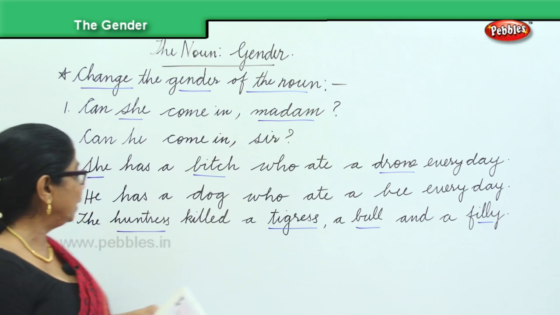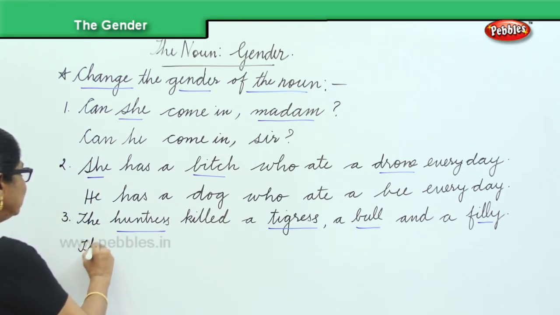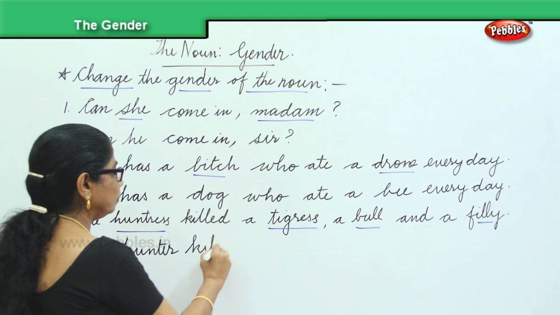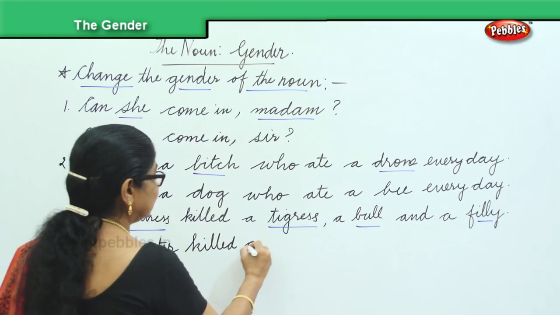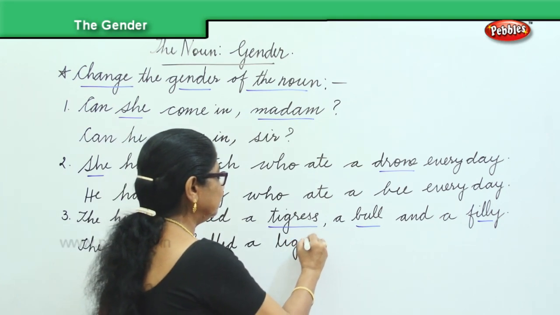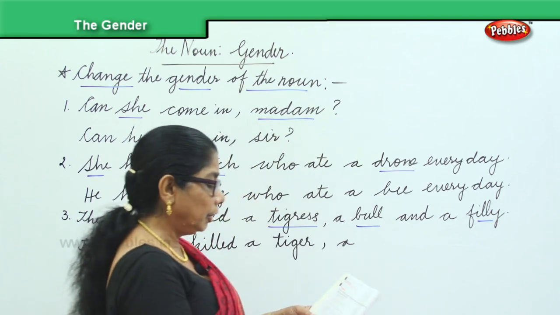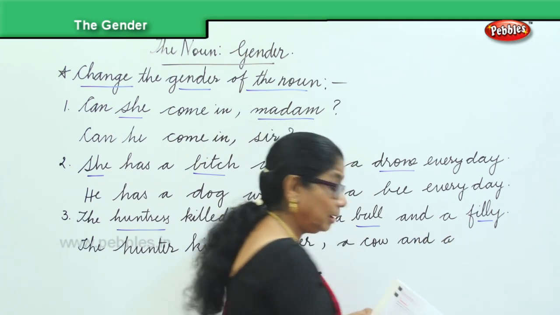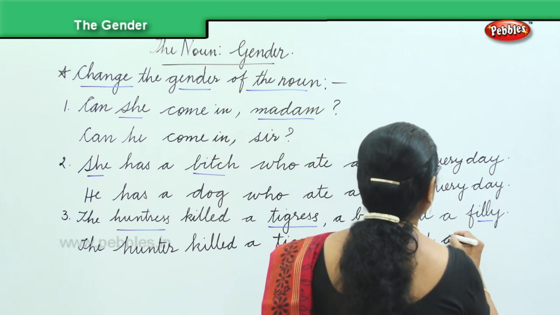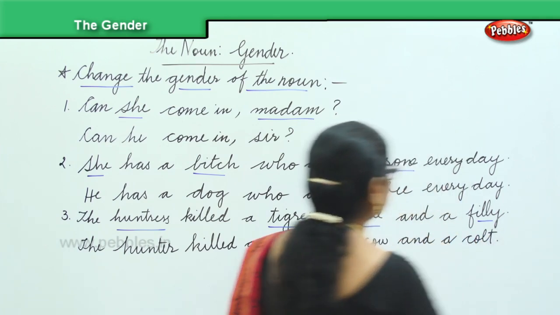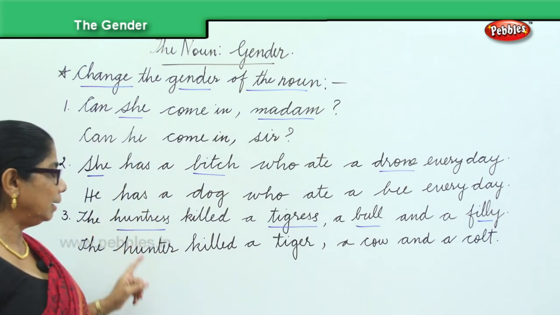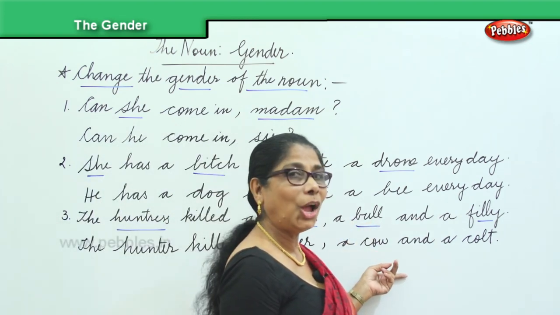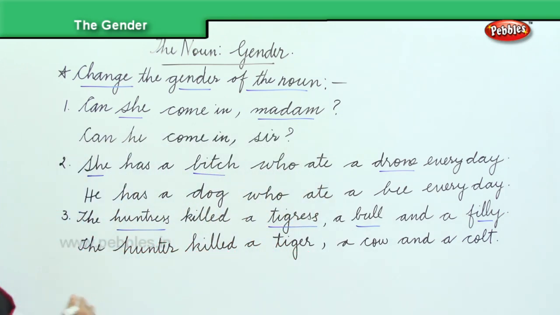Okay, now let's do it. The huntress becomes hunter. So we'll say the hunter killed a tiger. Very good. Then a bull, you will say a cow, and a colt. Very good. So, huntress, hunter. Tigress, tiger. Bull, cow. Filly, colt. So now you learned to do that. Another one, one more last sentence.